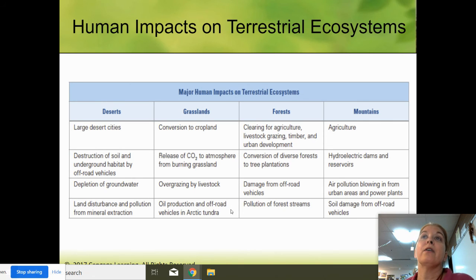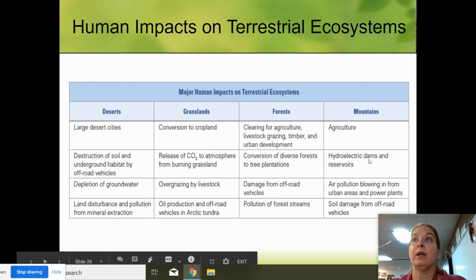Forests we can clear for agriculture, livestock grazing, timber, and urban development. And sometimes we just chop it down, but sometimes we burn it, and both of those are really bad. Because one, we don't have trees, and then if they're burning them, that's putting even extra CO2 into the air. We convert diverse forest of a bunch of different kinds of things into tree plantations, so you only have one or two types of trees. And we've already talked about why and how biodiversity is so important to the stability of an ecosystem. So we're just destroying that. Once again, damage from off-road vehicles and pollution of those forest streams.